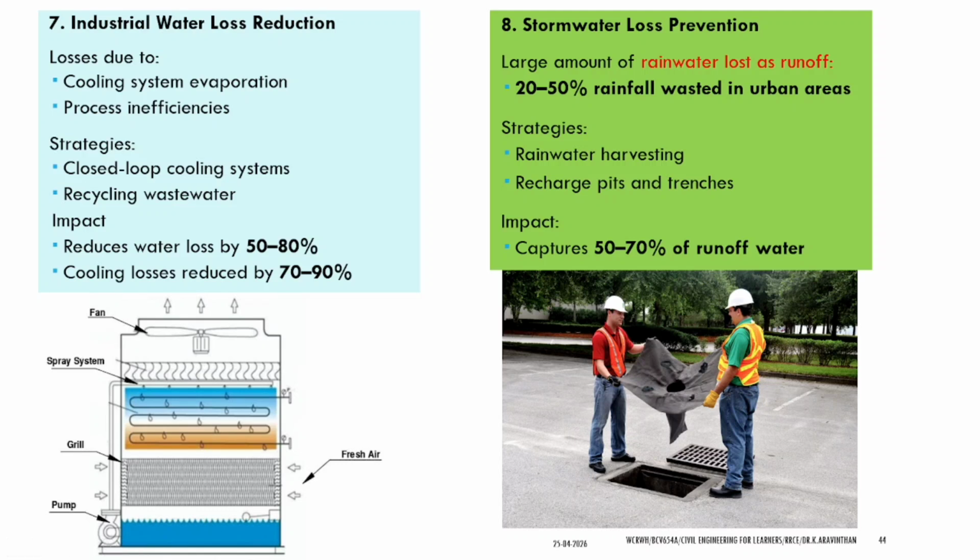20 to 50 percentage of rainfall is wasted in urban areas, where it directly goes into sewage, and the sewage water is directly going into the river, and it goes into the ocean. This is not being properly utilized. So if you have rainwater harvesting along the road and this kind of trenches and water collection system, this captures 50 to 70 percentage of runoff water, which can be reused for the same community purposes.